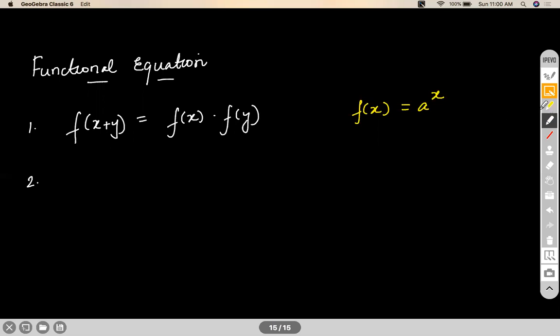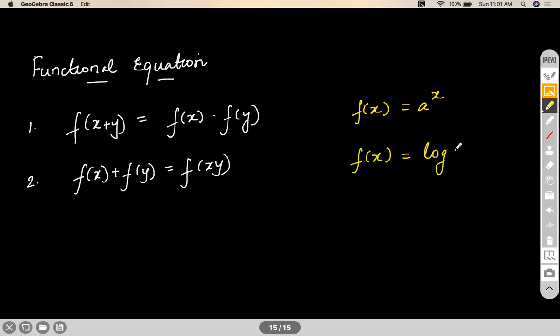Okay. The next type of functional equation that you'll see is, sorry, not f of x plus y, it's f of x plus f of y is f of xy. Such a functional equation is satisfied by logarithmic functions, so log x with some base a, where you have to figure out that a by the use of some additional condition given to you in the question.